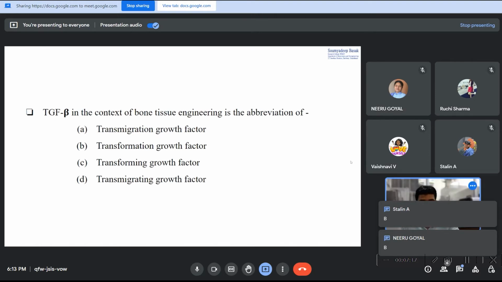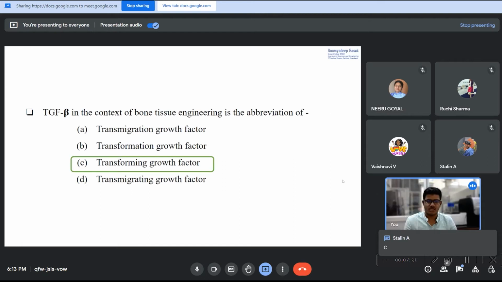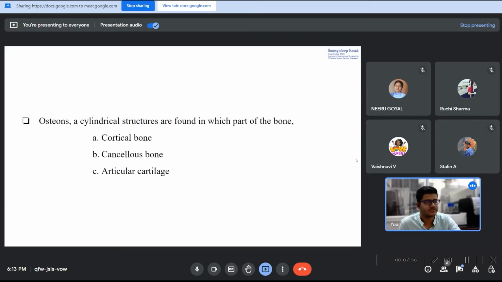No. It is transforming growth factor. Okay? It is not transformation, it is transforming growth factor. So that's why I put these options. So you know that. It is transforming growth factor. Sometimes you might get confused regarding these names, so you have to read the names of the growth factors very attentively. Transforming growth factor. So move on to the next question.